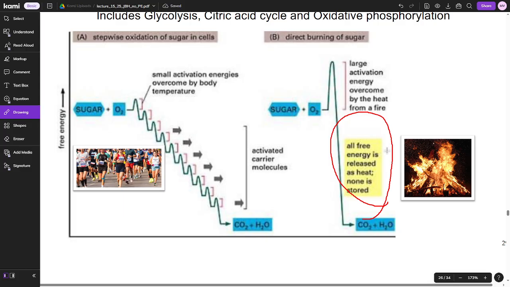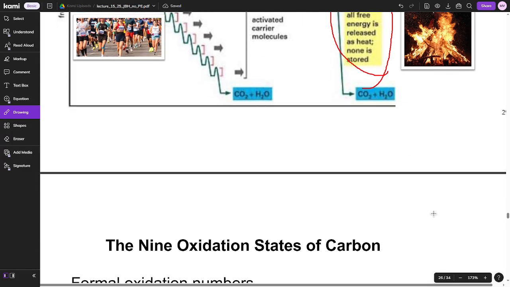So that's not what you want to do. You want to harness that energy. You don't want to waste it. If we just did this massive drop, we would just waste all of our energy, which is not what we want.